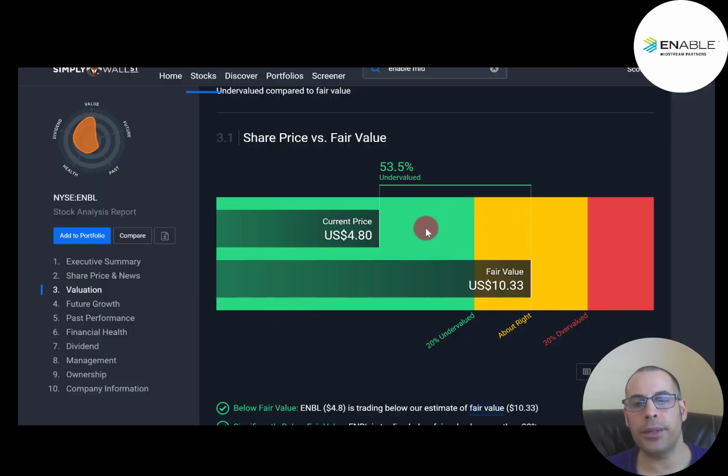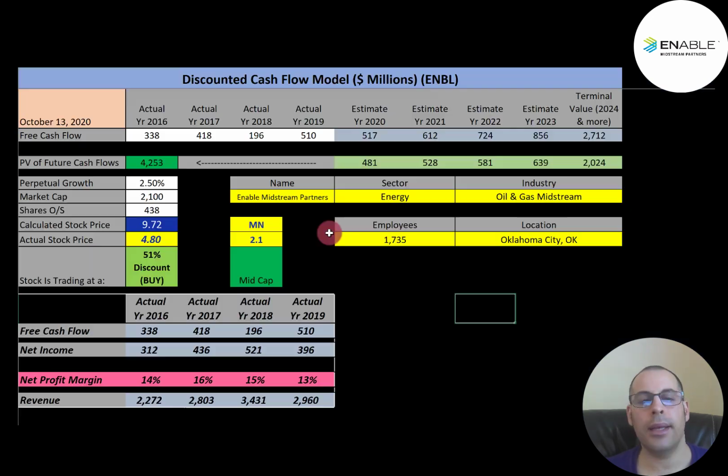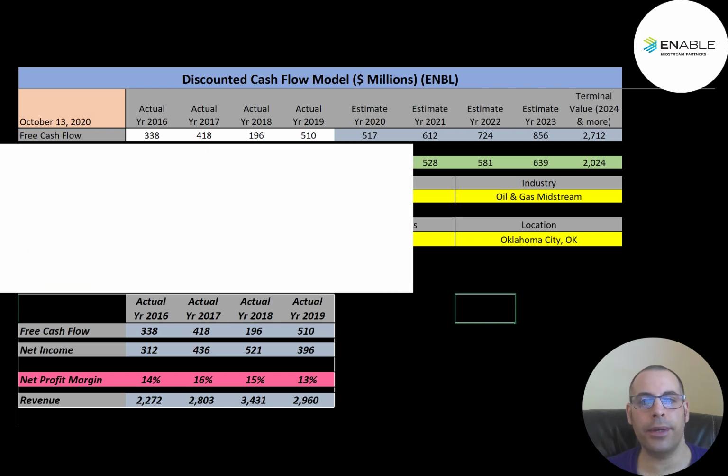Simply Wall Street is pretty close to me. They're at $10.33 a share, so they're also saying it's pretty undervalued, the stock. Simply Wall Street's value is based off of the average analyst estimate. Let's see where the stock has been trading the past few years.